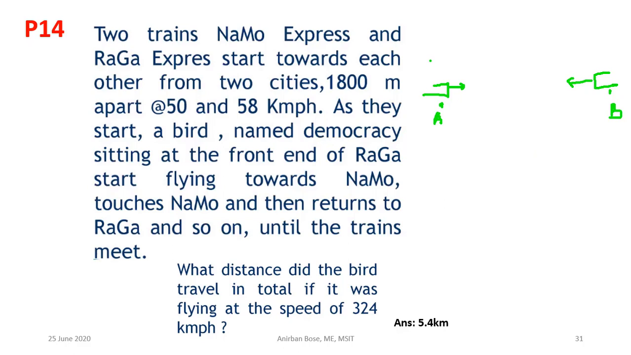The speeds are given, say this is 50 km per hour, this is 58 km per hour, and the distance between the two cities is also known, that is 1800 km. As they start, a bird named Democracy, sitting at the front end of the Raga, starts flying towards Namo, touches Namo and then returns to Raga, and so on until the trains meet.